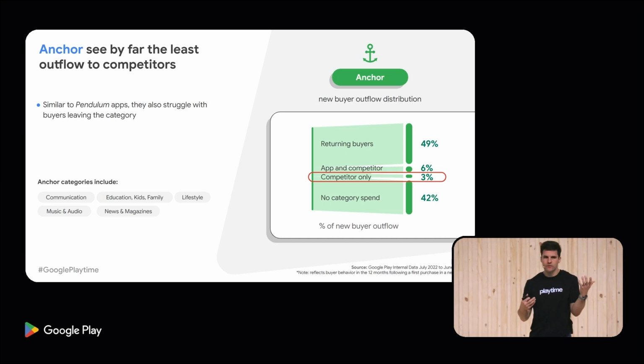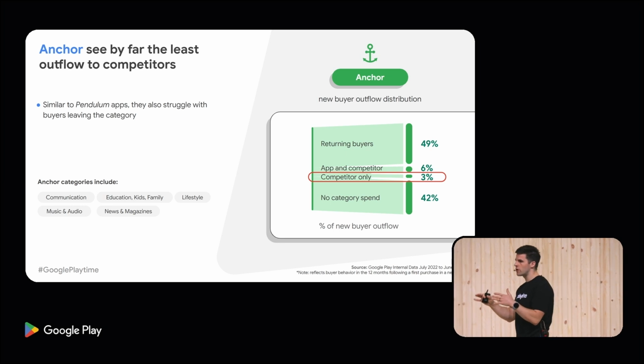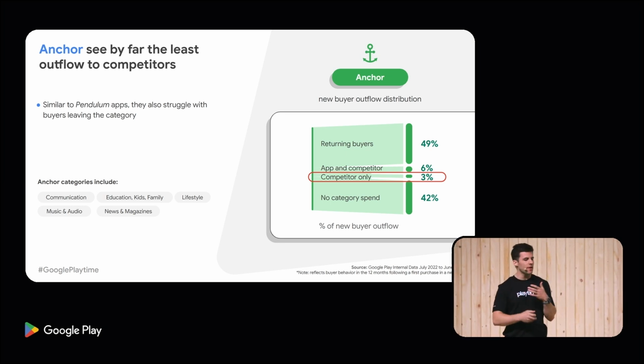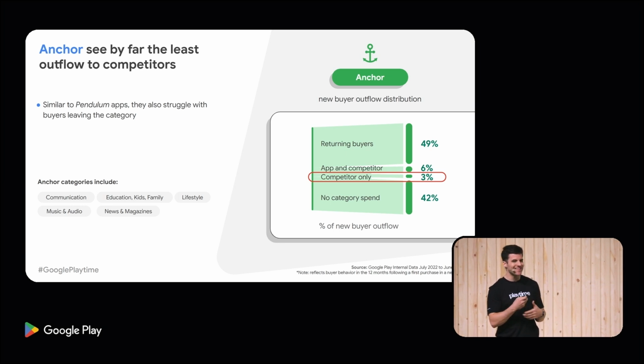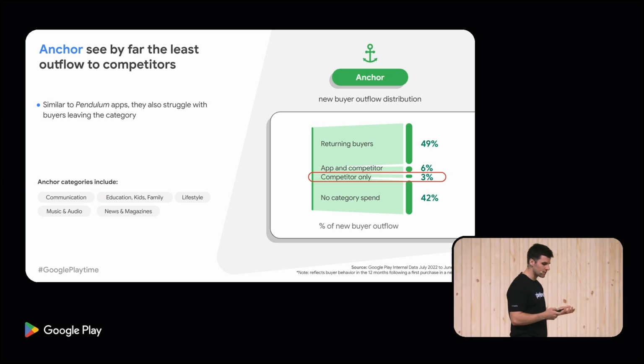Now, you can imagine this is going to be a different tack than the pendulum apps, who also have to focus on not losing buyers to competitors. So, perhaps here it's less of a focus on differentiation from your direct competitors, and instead, how can you focus on getting your buyers to just come back to your app on a daily basis?